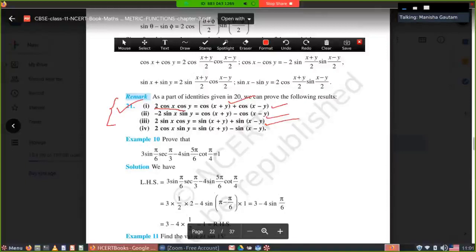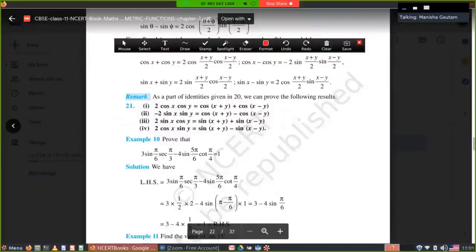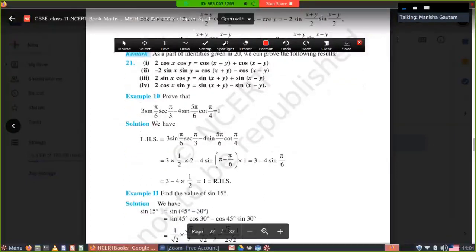We have discussed the first 4 questions of this exercise. Now first we will discuss examples, then we'll go for the further questions of the exercise. Now come to example number 10.